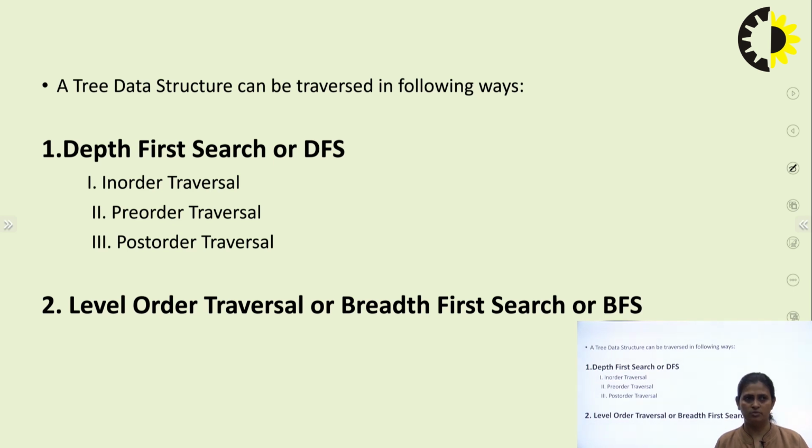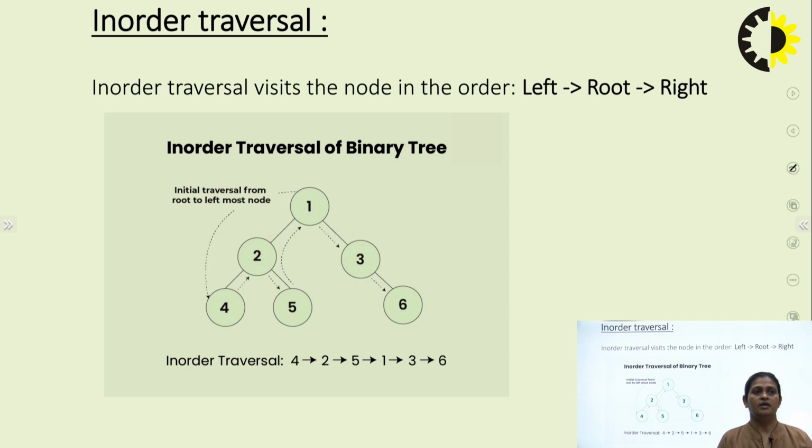I have already told you about the tree traversal techniques. Depth first search techniques are in-order, pre-order and post-order, and the next one is level order traversal or breadth first search. In-order traversal: in an in-order traversal, we visit the nodes in this order. First we process the left subtree, then process the root, and after that the right.